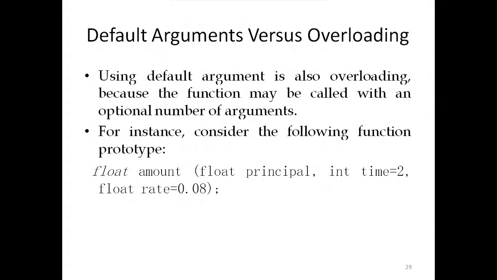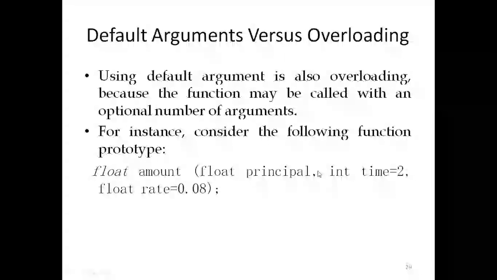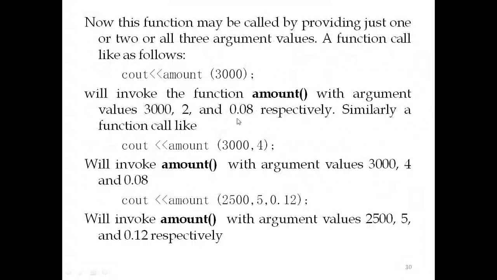Okay, so this function can be called with all three parameters, or it can be called with these two, or it can be called with only one. That is also possible. It is sufficient to pass only principal, since the other two are default arguments. The default values will be used when we don't pass any value for the second and third argument. See, when I say amount 3000, the function will compute with 3000 as principal, times as 2 and float rate as 0.08.